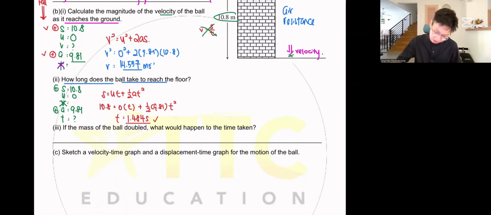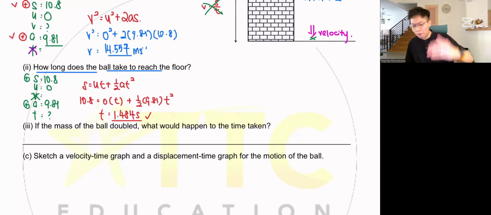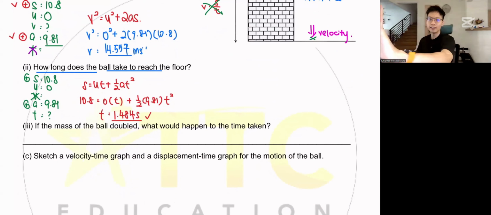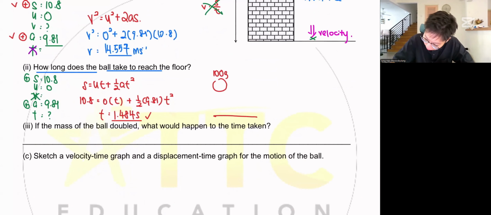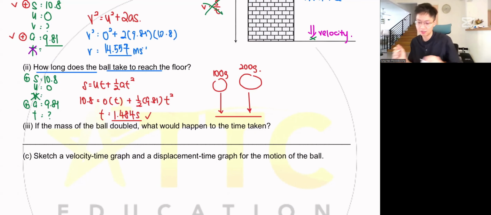Let's go. Okay, next. If the mass of the ball is doubled, what will happen to the time taken? If the ball just now dropped was 100 grams, now the ball dropped is 200 grams, double. So what will happen to the time taken?